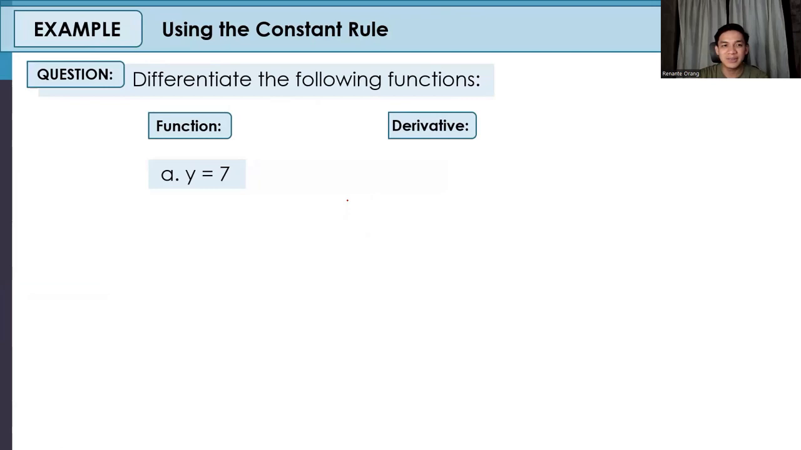So, there are a lot of representations in differentiating a function. Pwede nating isulat na the derivative with respect to x of our function, which is y, is equivalent to, pwede ding y prime. Ibig sabihin, pag may prime is the derivative or the first derivative of that function. Pwede ding dy over dx of our function, which is 7. So, ikaw bahala saan sa tatlo. That is just a representation that we are differentiating our function.